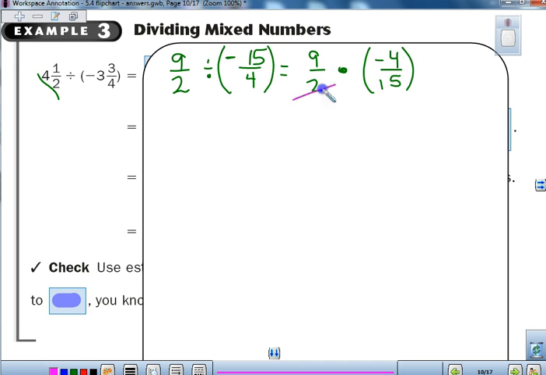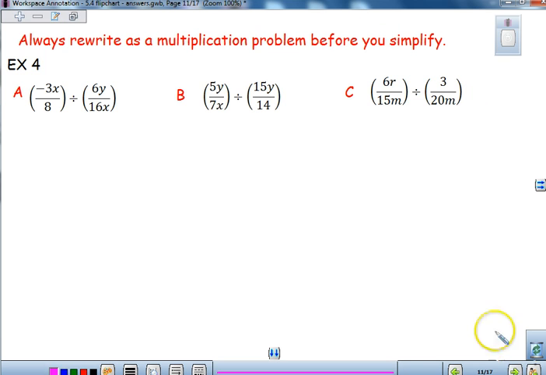As I'm simplifying, 2 goes into both of these. This is going to be a negative 2 and 1. 3 goes into both 9 and 15, 3 and 5. And so now I will multiply across, and I get negative 6 divided by 5 for my solution. If we think of this answer as a negative 1 and 1/5. Again, you could use your calculator to do the check as you're looking at these.